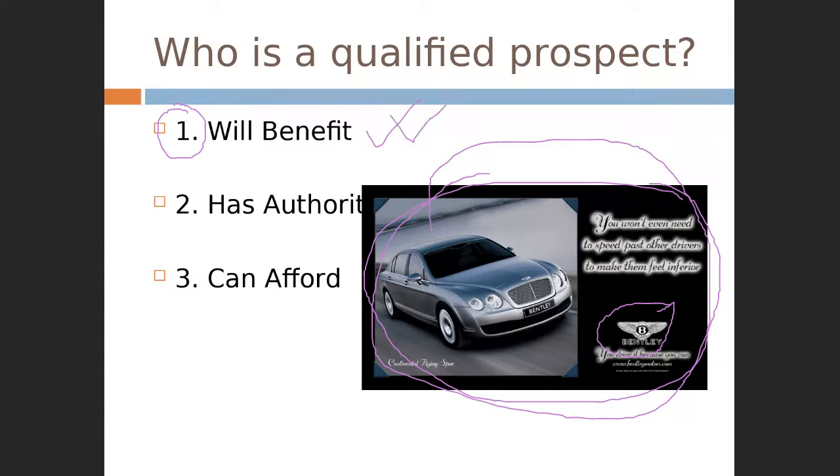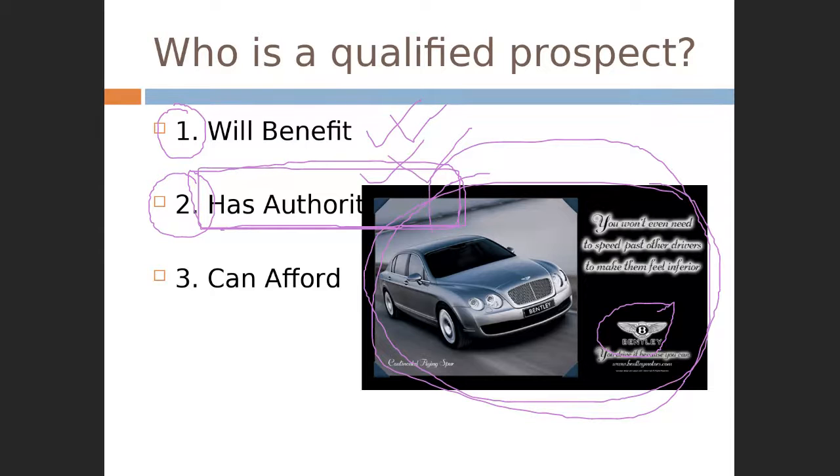Will you agree that I'll benefit from a Bentley? Yes. The second one is, do I have the authority to buy a Bentley? Well, I think I have the authority to buy a Bentley. My wife might think otherwise. So as long as she doesn't know, I have the authority to buy a Bentley. Wonderful. So I will benefit from buying a Bentley. I have the authority, or that's what I think I do.